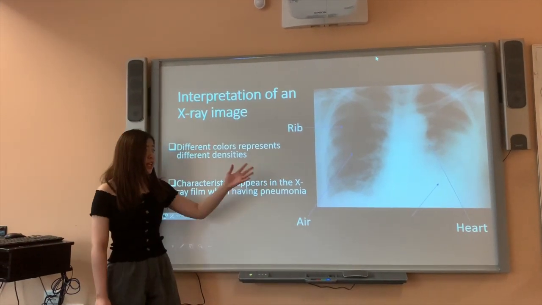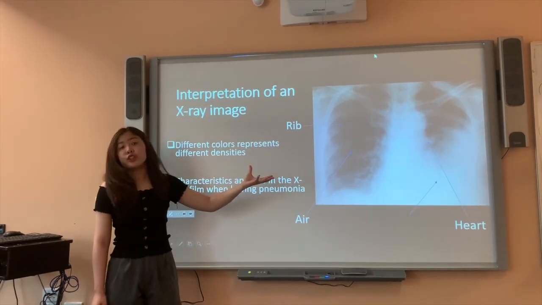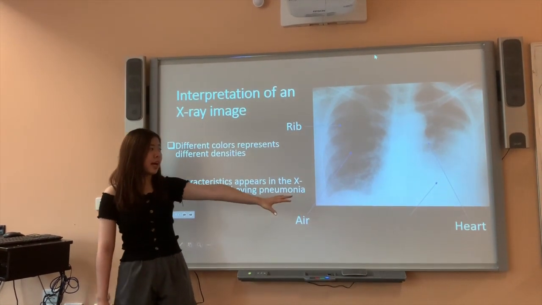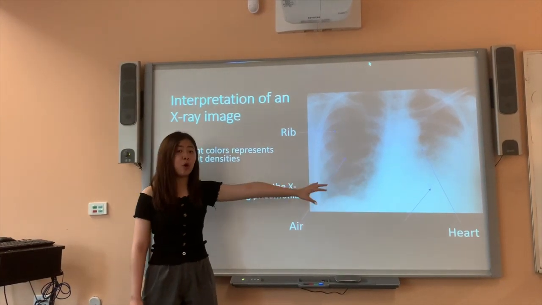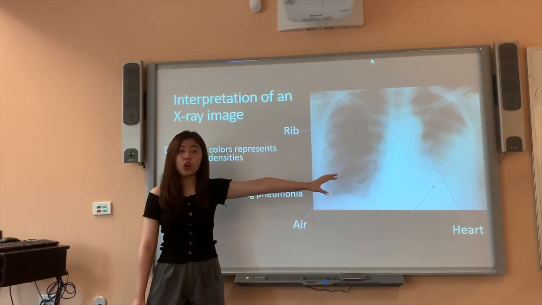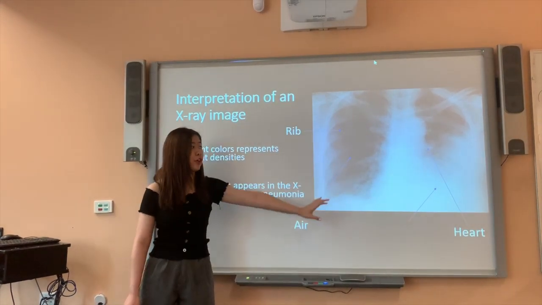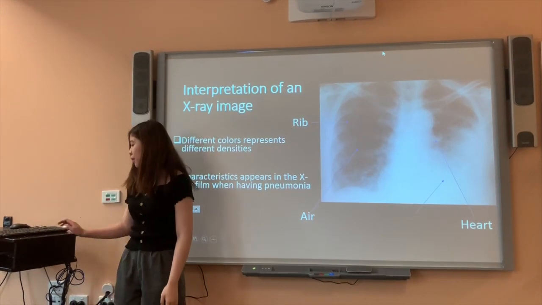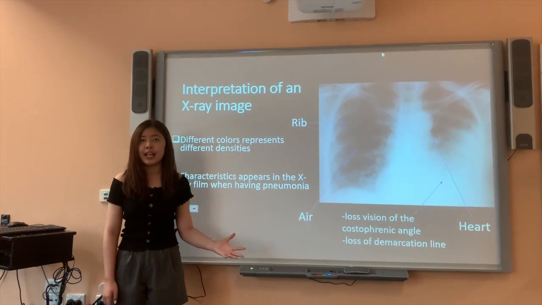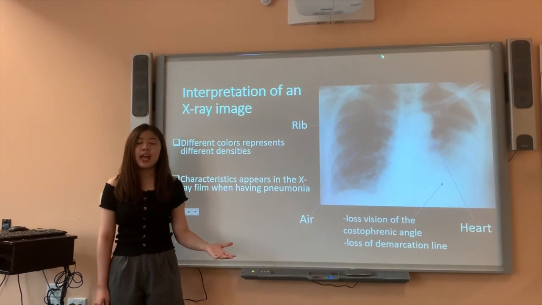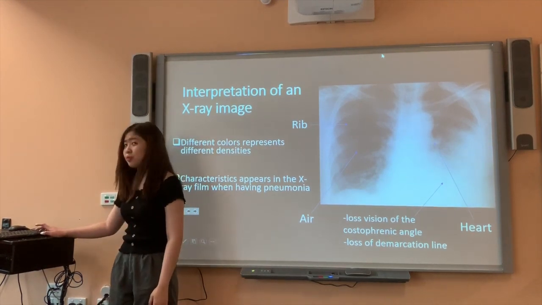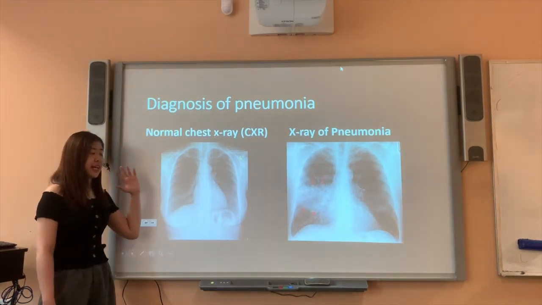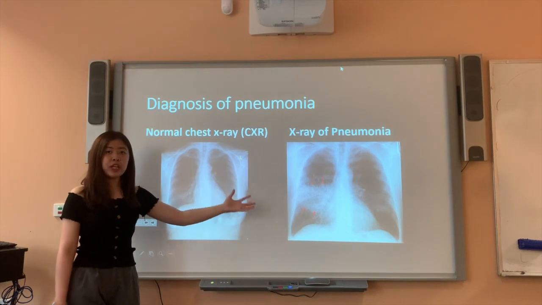As you can see, this picture shows a different size of the lung. This side has an opacity in the left lower lobe of the lung, and this side is clearer. There are several characteristics that appear in the X-ray film when having pneumonia. Most notably, there is a loss of the outline of the demarcation line and also the costophrenic angle. Here we are comparing two X-rays: one shows a normal lung, and the other shows a patient with pneumonia.